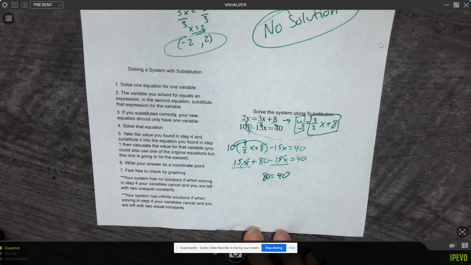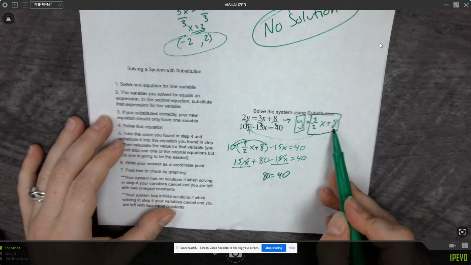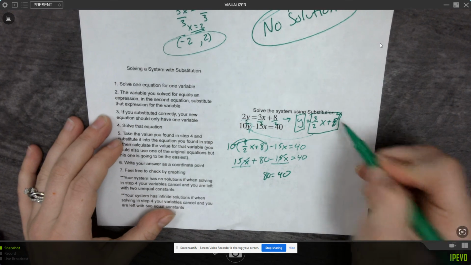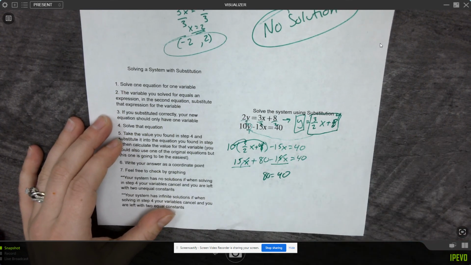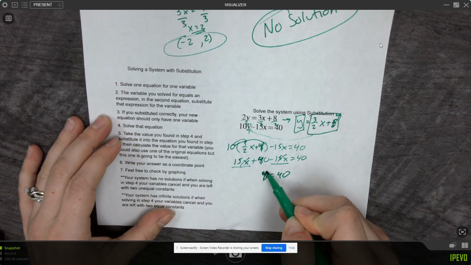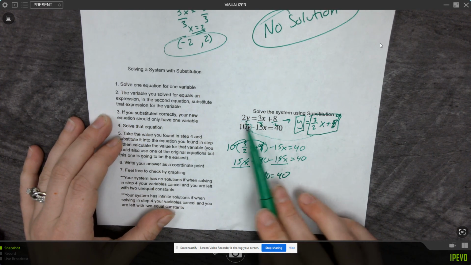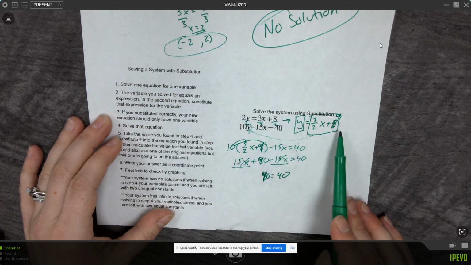Oh, hold on, pause, rewind, come back. Maybe you already caught it. This 8 is not supposed to be an 8. 8 divided by 2 is supposed to be a 4. So this is supposed to be a 4. So this should be a 40. So my bad. Come back up here. When I did my dividing, when I solved for y, 8 divided by 2, I forgot to do it. It is 4.